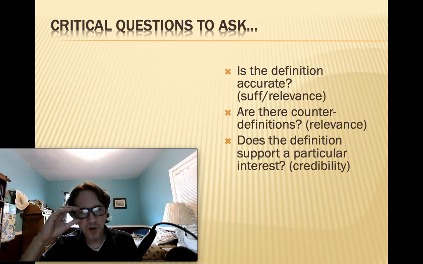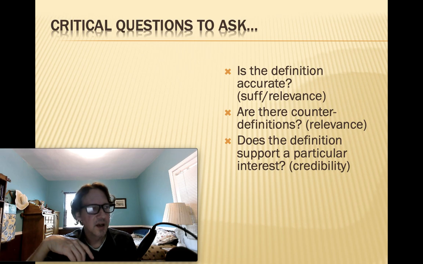So questions of credibility, where did this definition come from? Who's making it? Does the definition support a particular interest? Is it funded by a particular interest?